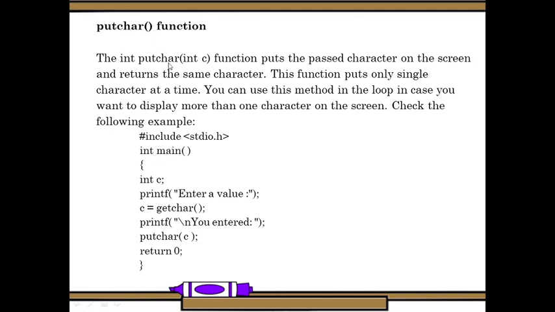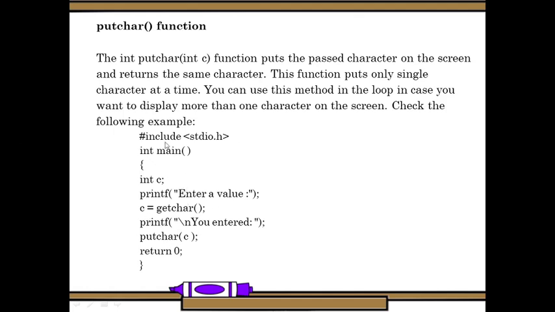And then the putchar function. The putchar function puts the passed character on the screen and returns the same character. This function puts only a single character at a time. You can use this method in a loop in case you want to display more than one character on the screen, like in the following example.